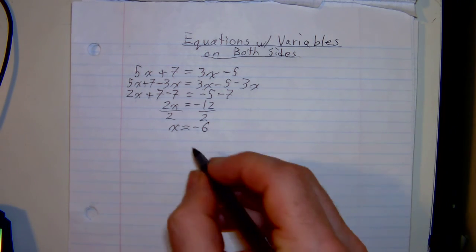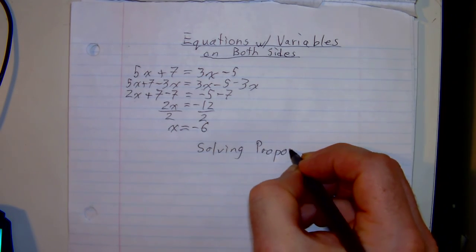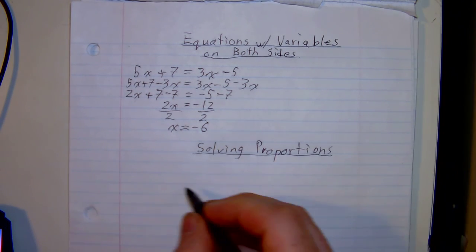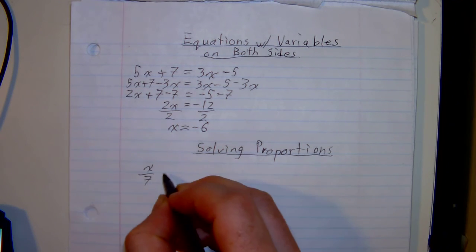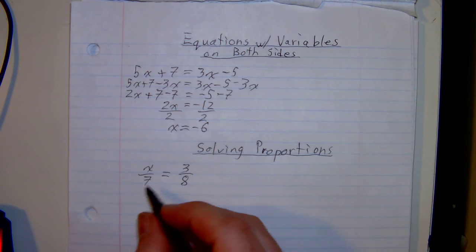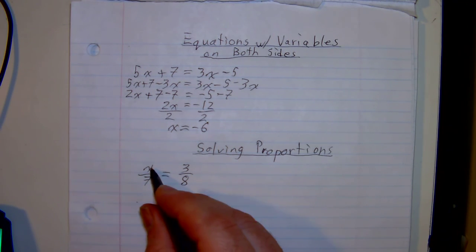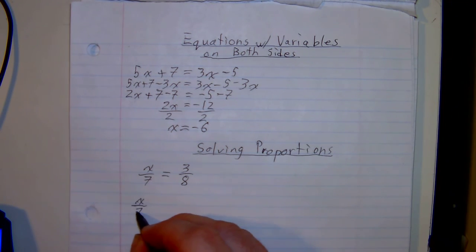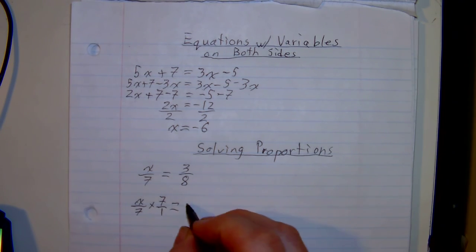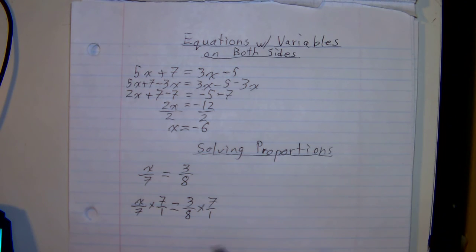So the second one here is solving proportions. And we have a lot of different ways to solve proportions. If we have something like x over 7 equals 3 over 8, one way that we can do it is we can just treat it like an equation, because it is an equation. We can just say, okay, x divided by 7, well, we don't want that divided by 7, so we are going to multiply by 7, and we can make it 7 over 1, so it's a fraction. And then whatever we do to one side, we have to do on the other. So I've just multiplied both sides of this equation by 7.